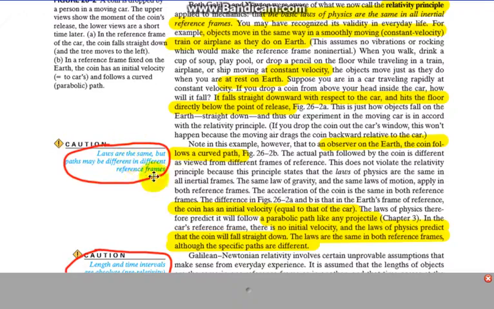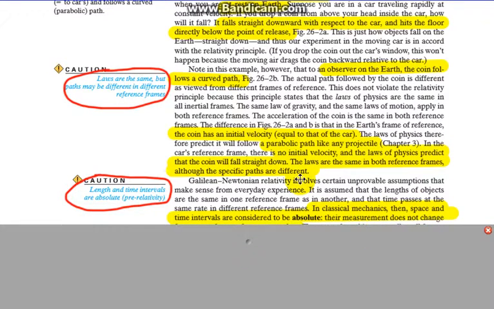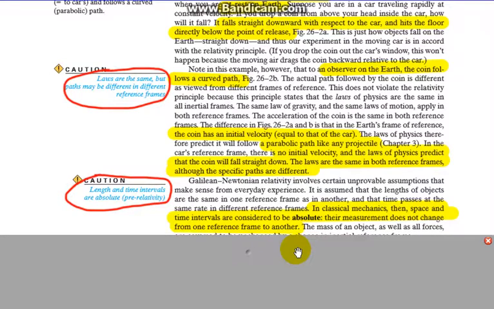Okay, so just like over here, the laws are the same, but the paths may be different in different reference frames. Okay, Galilean Newtonian relativity involves certain unprovable assumptions that make sense from everyday experience. It is assumed that the lengths of objects are the same in one reference frame as another, and that time passes at the same rate in different reference frames. And for the most part, when we go back and study some of the other material here in Physics 30, we will see that time is constant, and the lengths of objects stay the same. So there we're implying that, hey, maybe with special relativity those things change. Time isn't as absolute as we think it is, and lengths of objects can change, which is extremely weird.